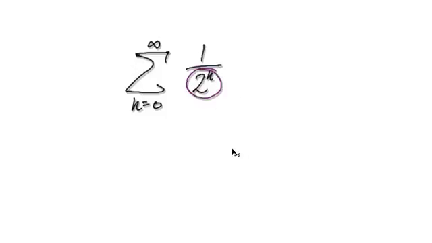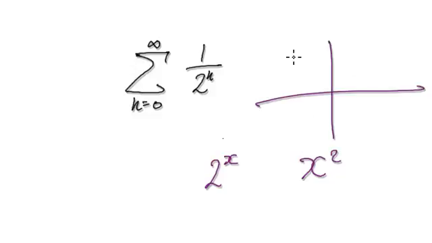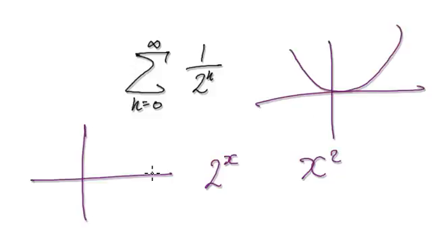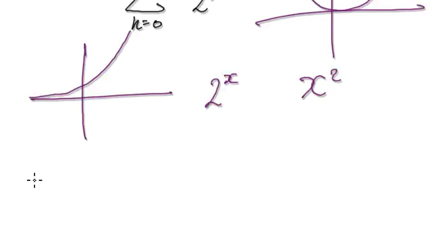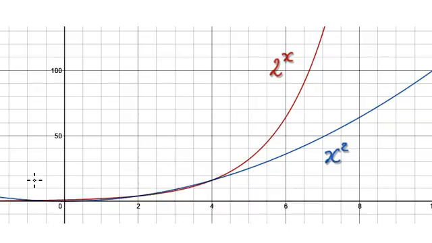So if you look at this, let's say 2 to the power of x, compare that with x squared. You see x squared looks like this, 2 to the power of x looks like this. As x or n gets bigger and bigger, you can see that 2 to the power of x will be a lot bigger than x squared.